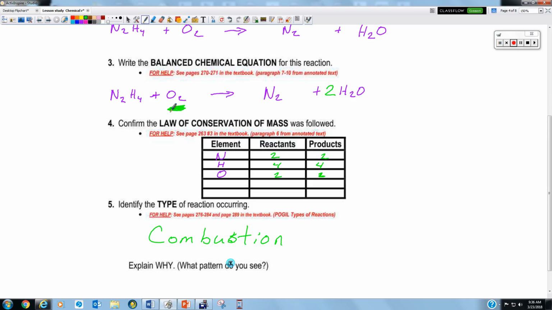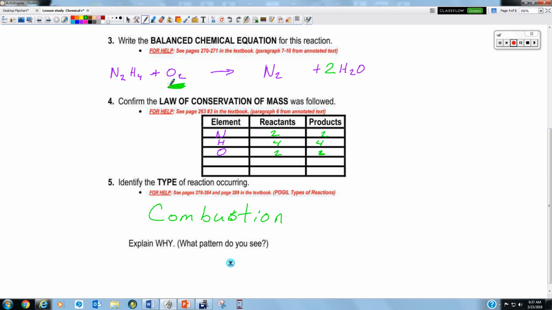We can't call it synthesis because we have 2 reactants, 2 products. We can't call it decomposition because we have 2 reactants, 2 products. We can't call it single replacement because we don't have a lone element, really. We have a diatomic molecule here. And we can't call it double replacement because double replacement is always an ionic reaction. So the category it most fits is combustion.